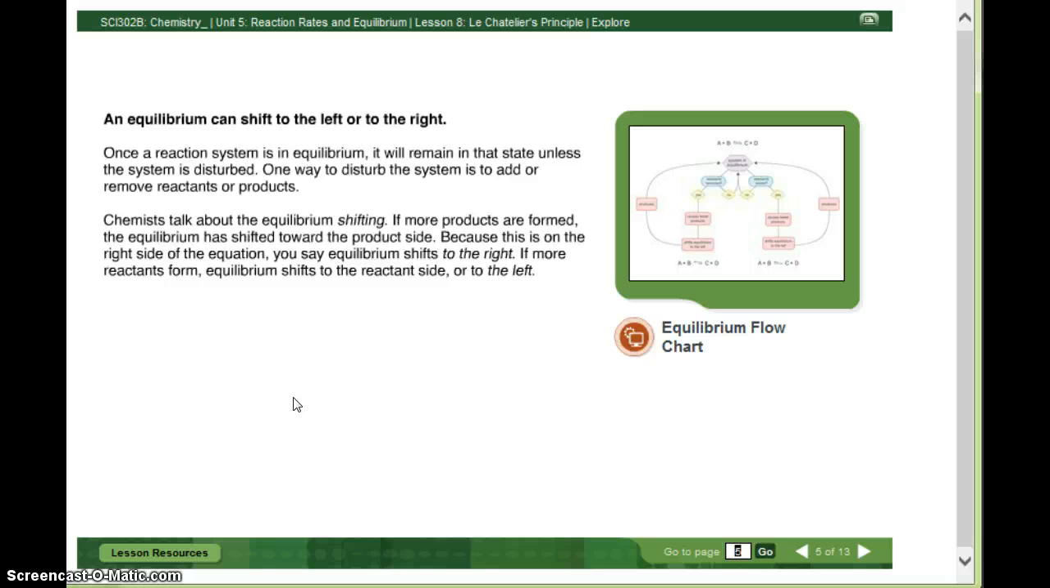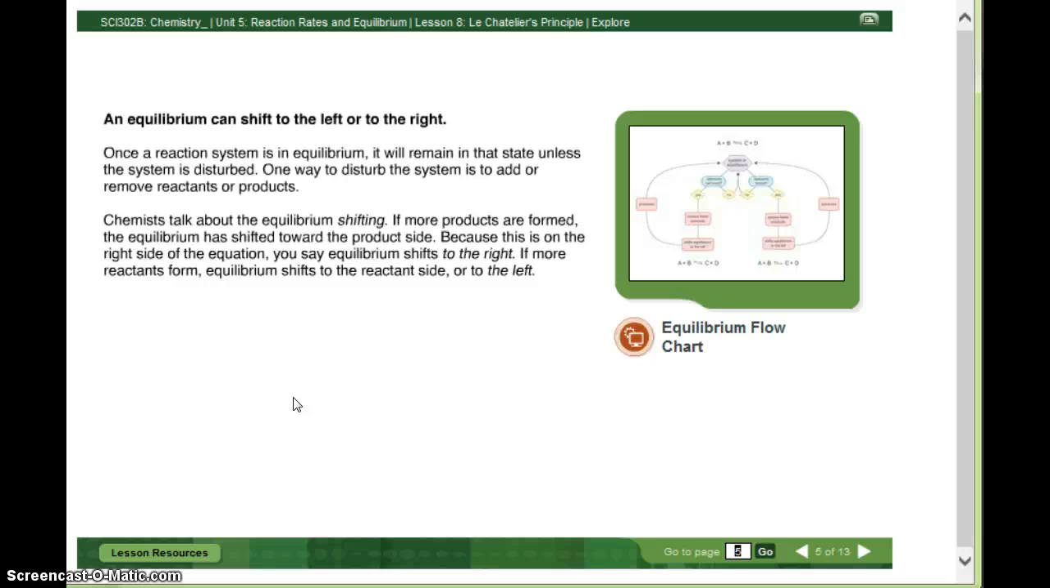Once a reaction system is in equilibrium, it will remain in that state unless the system is disturbed. One way to disturb the system is to add or remove reactants or products. Chemists talk about the equilibrium shifting. If more products are formed, then the equilibrium has shifted toward the product side. Because it is on the right side of the equation, you say equilibrium shifts to the right. So we talked about that in the 5.07 recording.